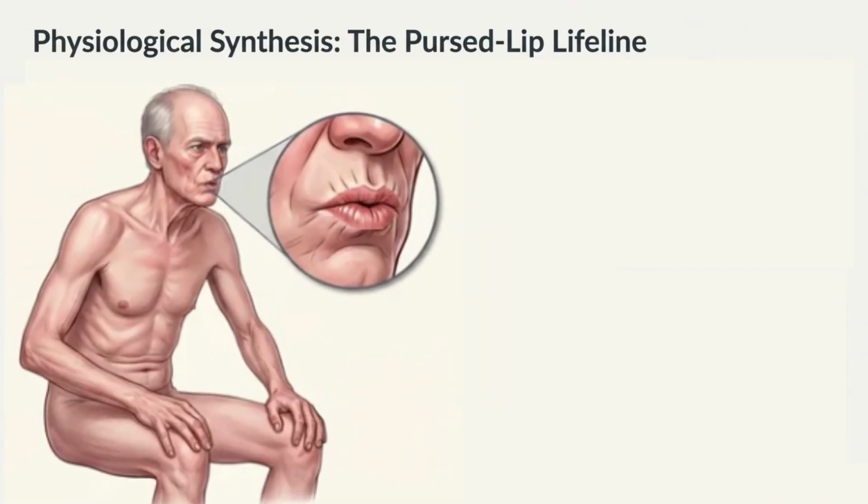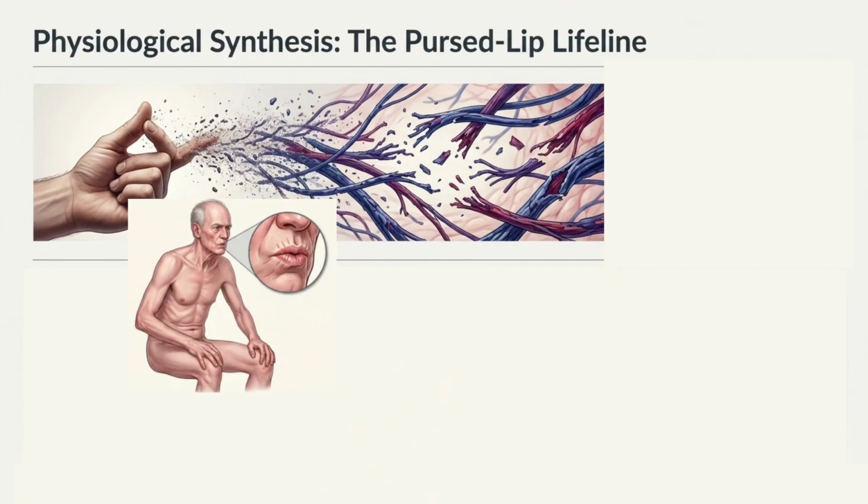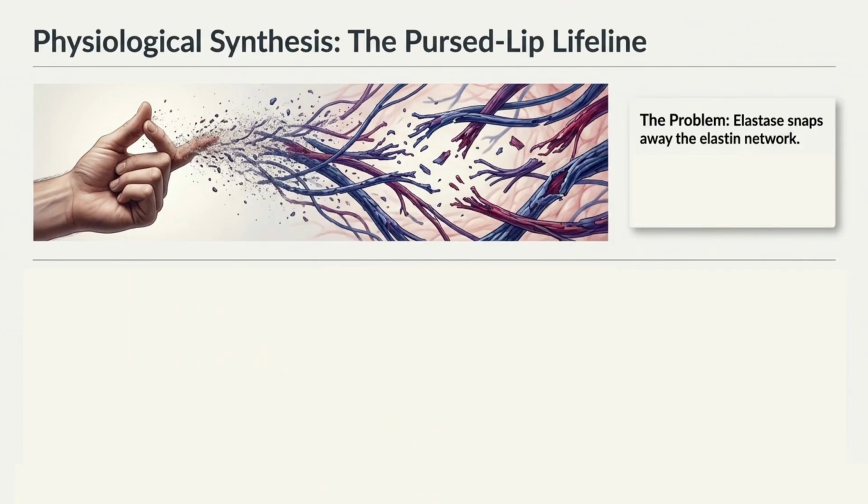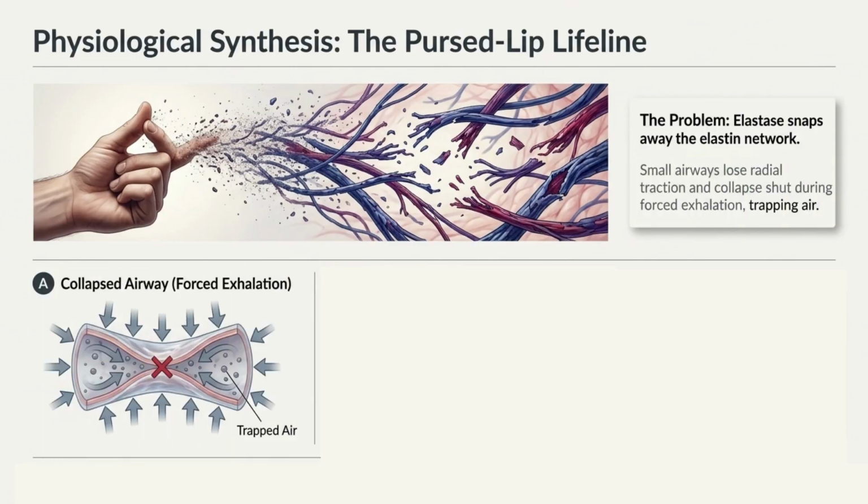Let's close today's session by answering the question from our very first vignette. Why was our pink puffer breathing through pursed lips? This is the physiological synthesis, the pursed lip lifeline. The core problem is that elastase snaps away the elastin network. Because of this, the small airways lose their radial traction. Look at diagram A. During a forced exhalation, those airways collapse shut, trapping massive amounts of air inside the lungs.